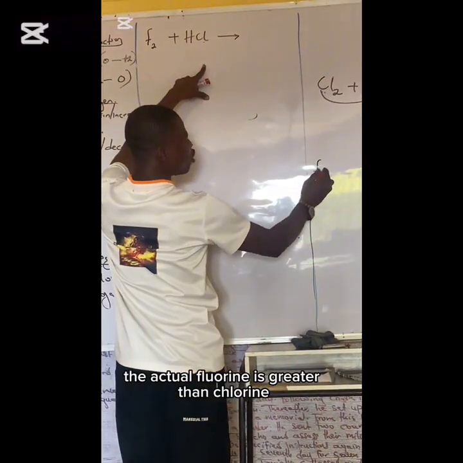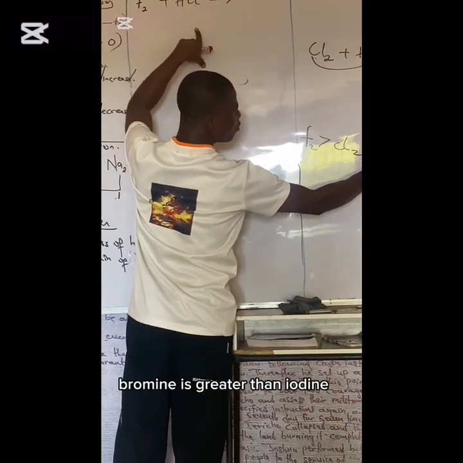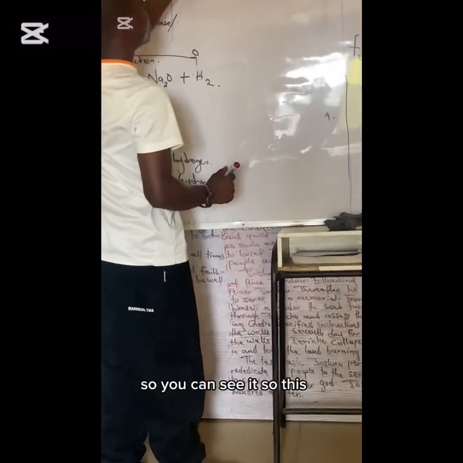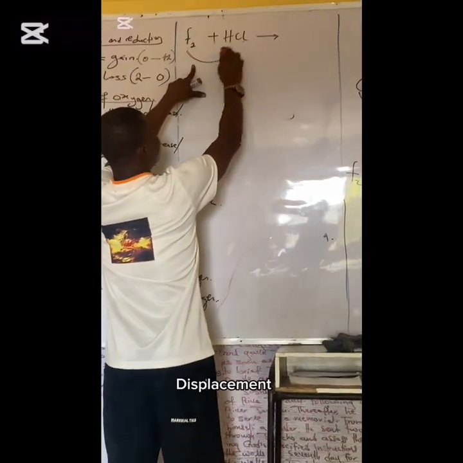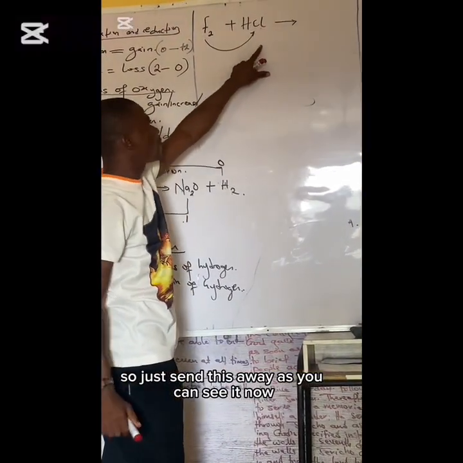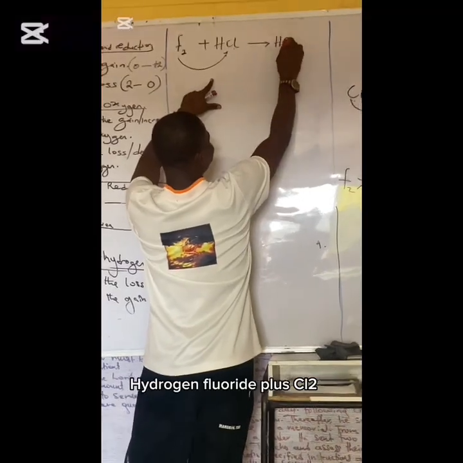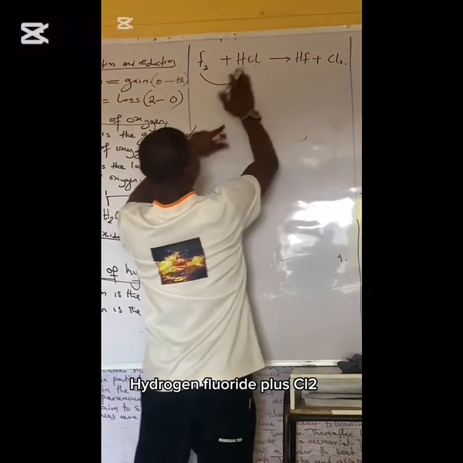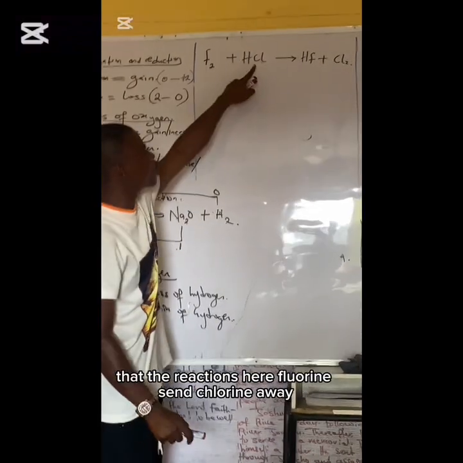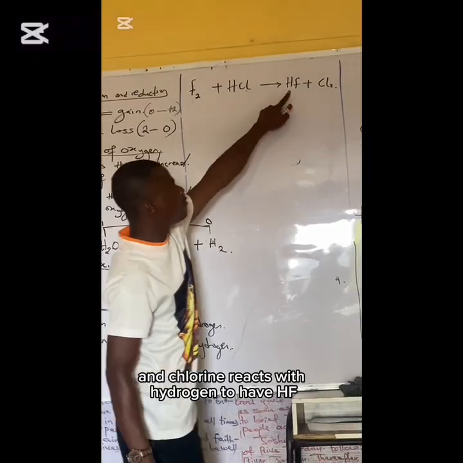As we have the reactivity, fluorine is greater than chlorine, chlorine is greater than bromine, bromine is greater than iodine. As you can see here now, so this displacement, send this away, we're having hydrogen fluoride plus Cl2. That's the reaction here: fluorine sends chlorine away, and fluorine reacts with hydrogen to have HF.